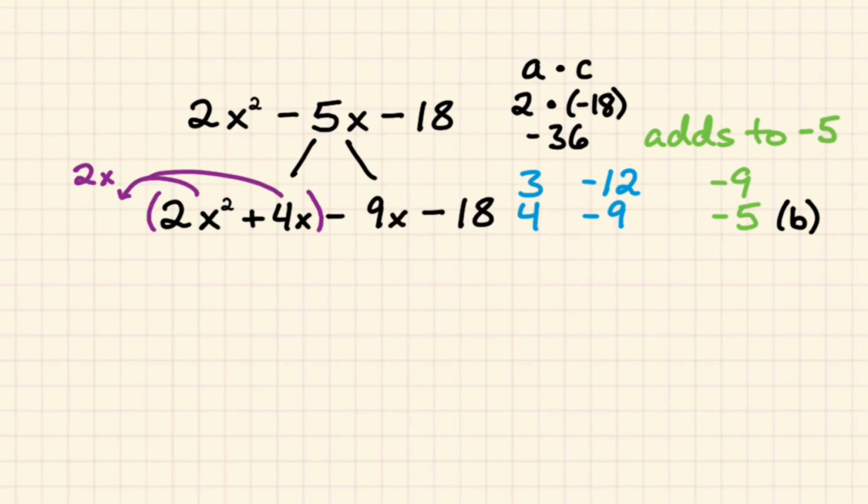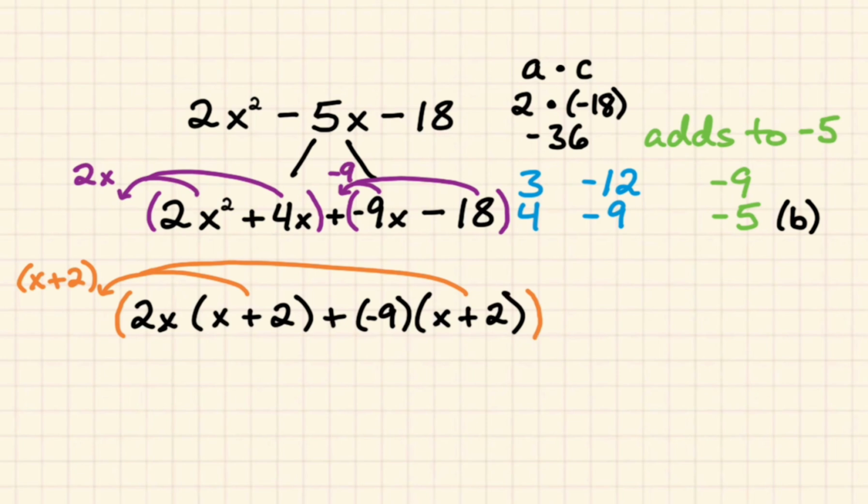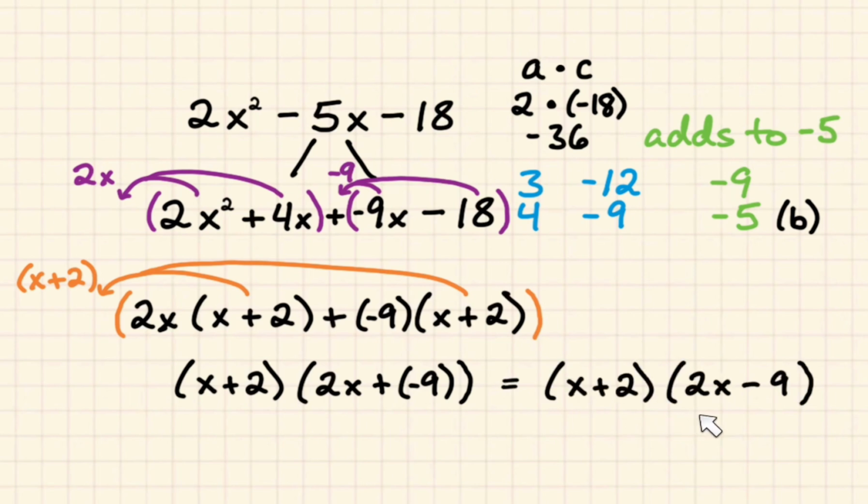I can factor out common multiples from the first two terms, change the subtraction to adding the opposite, and then factor out a common multiple from the last two terms. I end up with 2x times x plus 2 plus negative 9 times x plus 2. And now the whole thing can be factored. I can pull out an x plus 2 from both of these. I'm left with x plus 2 times 2x plus negative 9, or I can rewrite that as x plus 2 times 2x minus 9.